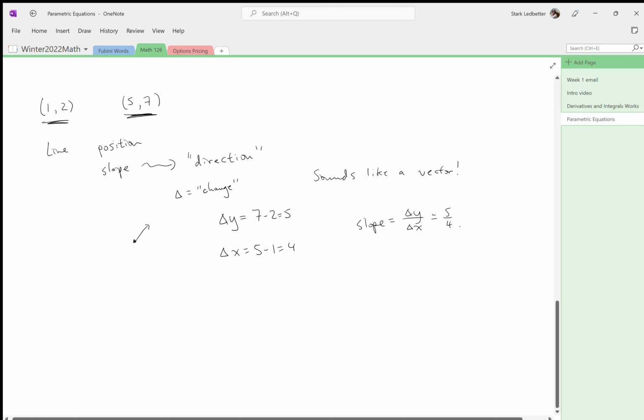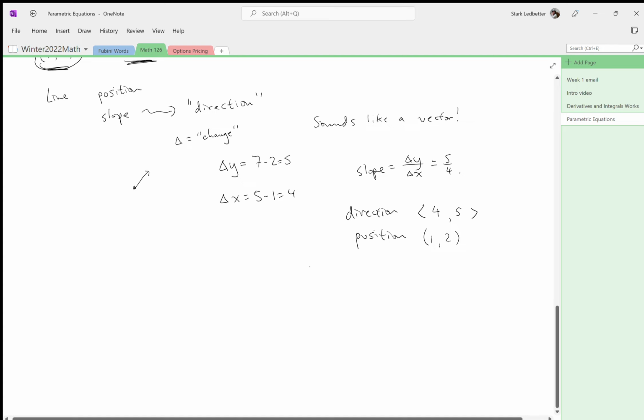But here, let's talk about what the direction should be of the line. Well, this is a vector, so we should put the change in x here and the change in y here. So change in x would be 4, and change in y would be 5. So we have a position, which is any point on the line. So let's just use (1, 2) for simplicity. And a direction, (4, 5).